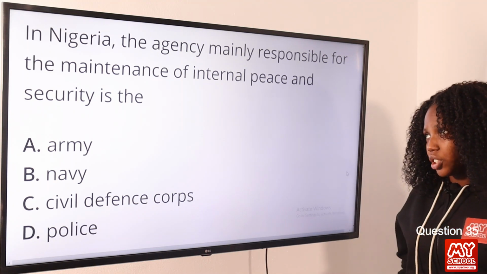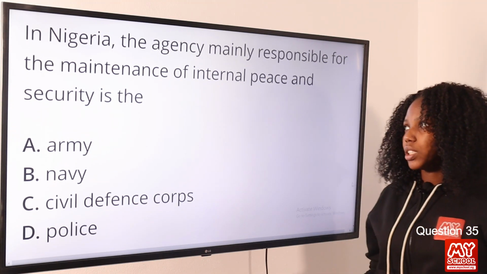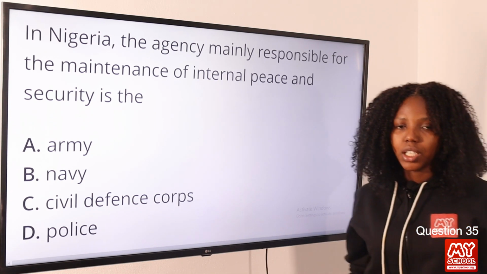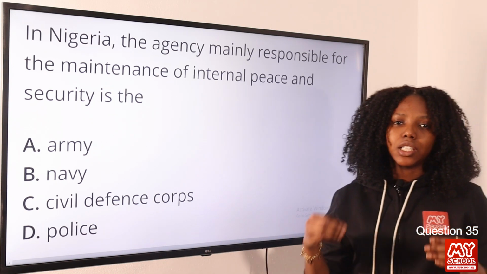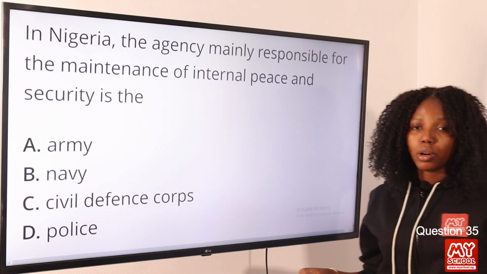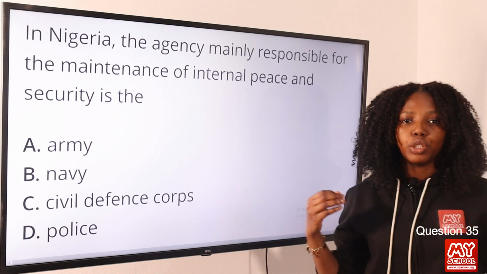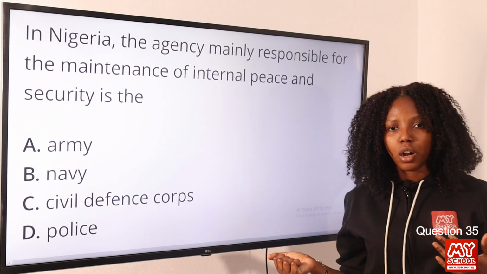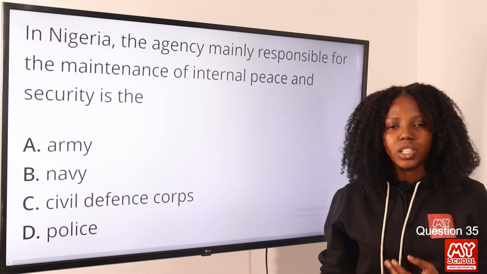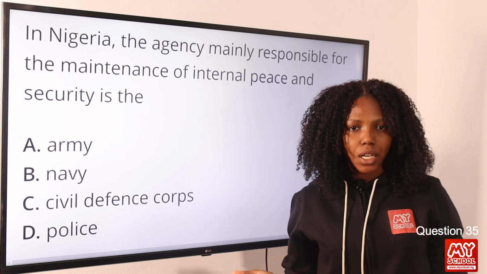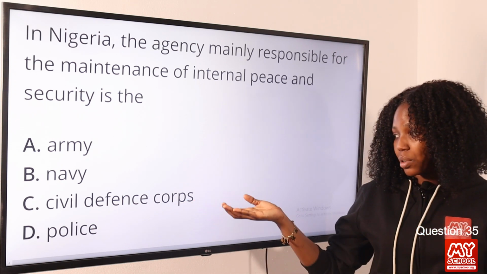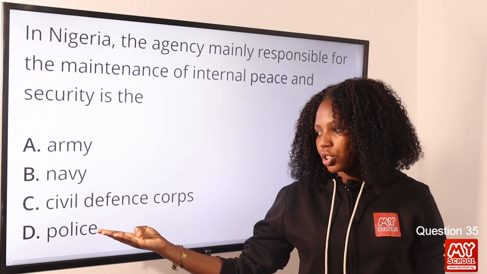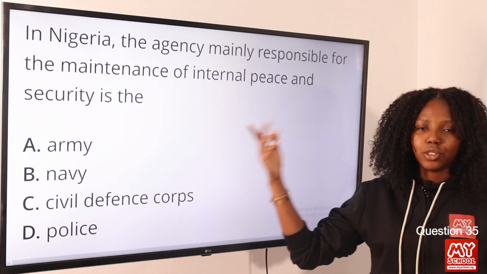Question 35. In Nigeria, the agency mainly responsible for the maintenance of internal peace and security is the dash. The answer to this question is the police. The police is involved in the internal security and peace of a country. When we talk about the army, what the army does is to deploy, to fight and to win a nation's war. Okay, and we know that the Navy and the Air Force are under the military. Option C, Civil Defense Corps, is under the paramilitary institution. So the answer is option D because we have internal peace and security. Option D is the correct answer to this question.